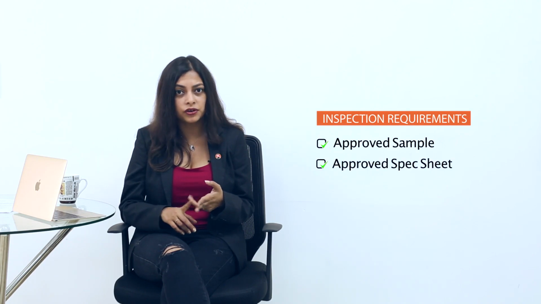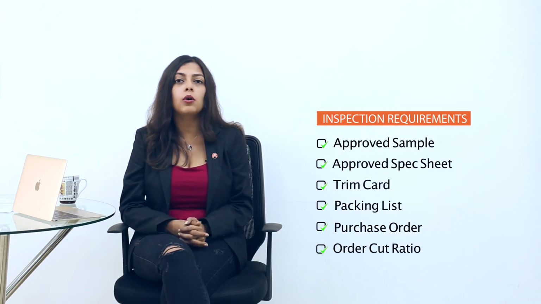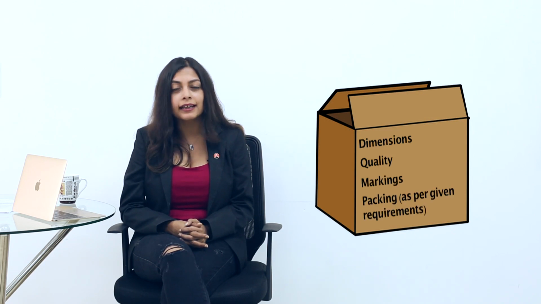The final audit starts with a request for inspection given in a certain prescribed format. The inspection requirements are conveyed like approved sample, approved spec sheet, trim card, packing list, PO and order cut ratio. The cartons are physically inspected for dimension, quality, markings, packing as per the given specification. The samples are selected from the cartons based on the AQL level defined by the buyer. The garment samples are picked up on all assortments for colors and sizes for the inspection process.